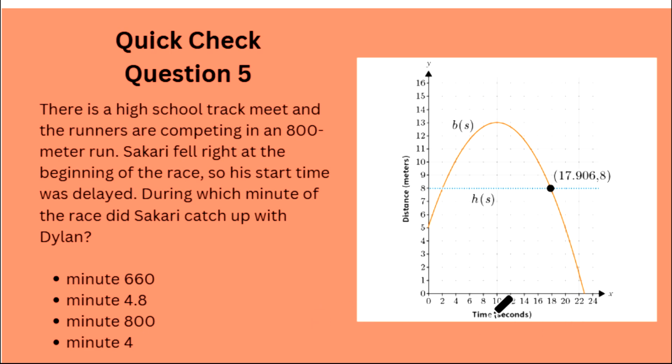I'm so confused. This says time in seconds, so it's like second 2, second 3, second 4. So why do we have minute 660, minute 800, minute 4.8? This makes no sense. Like, I'm so confused. Good luck with that one.